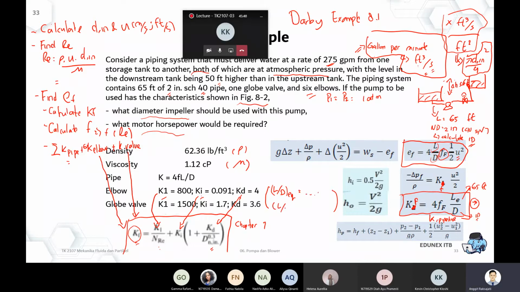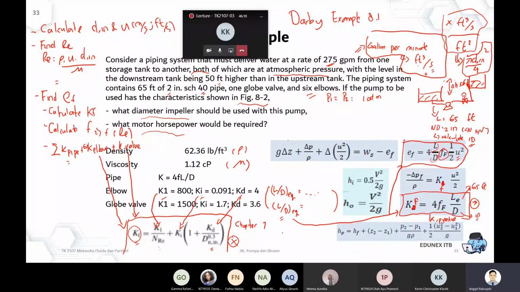Okay, it's the same concept. It's called equivalent. That means every time you see one elbow, it's going to be equivalent to a certain L per D. And if the example is provided in this input L per D equivalent, then don't use this formula. Don't use the KF formula. What you need to do is to use this formula, the L per D part.